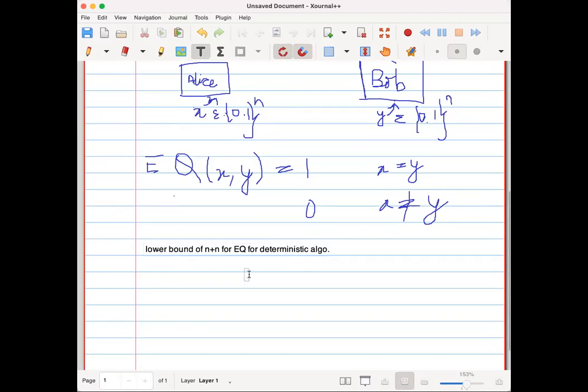Okay. So why is that? So joint level EQ is equality, correct? Yeah.